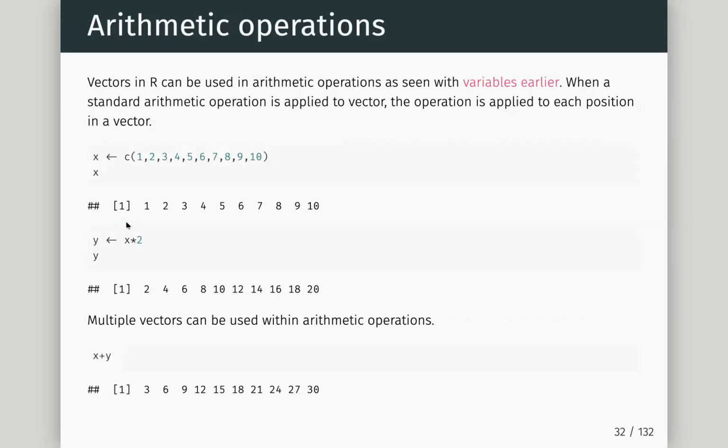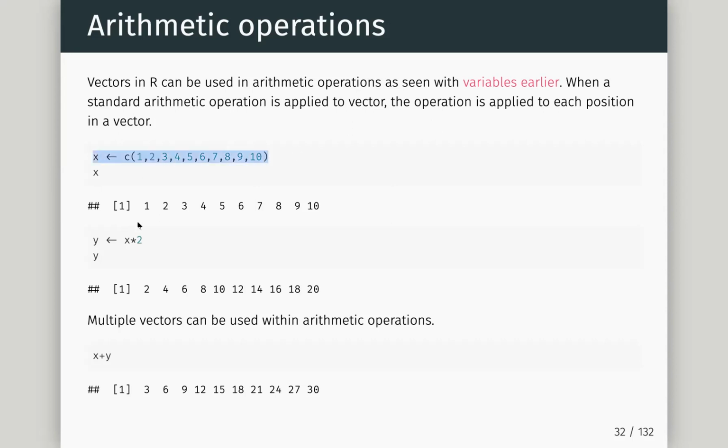second. So vectors in R can be used for arithmetic operations as seen with variables earlier on. Like I said, we could do 2 plus 3, or we could do 2 plus y, and y has a value associated to it. We can also apply arithmetic operations to entire vectors. Okay, and this can start to become very useful.